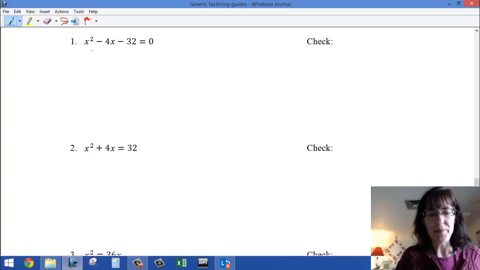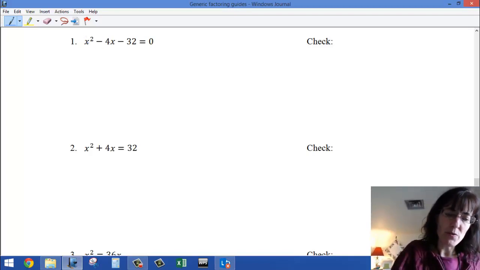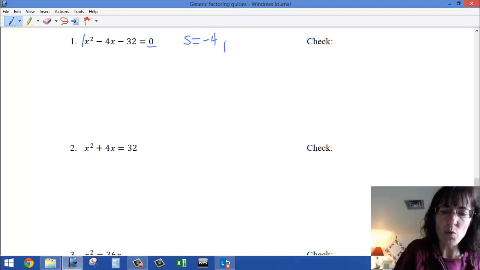Number 1, x squared minus 4x minus 32 equals 0. Well, it looks like I have a lead coefficient of 1. It's already set to 0, so I can go straight to sum product. So my sum is a negative 4. My product is a negative 32.